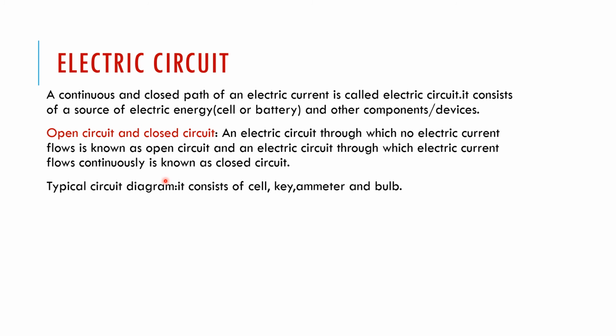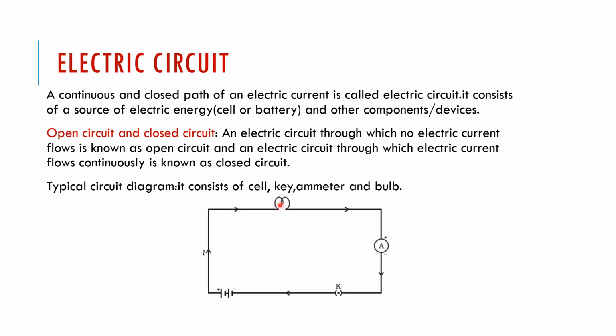This is a typical circuit diagram of a simple circuit. It consists of a cell, a key, an ammeter and a bulb. This is how a cell is denoted. Cell means one. This is actually a battery, a combination of two cells. Then a key, ammeter and bulb.